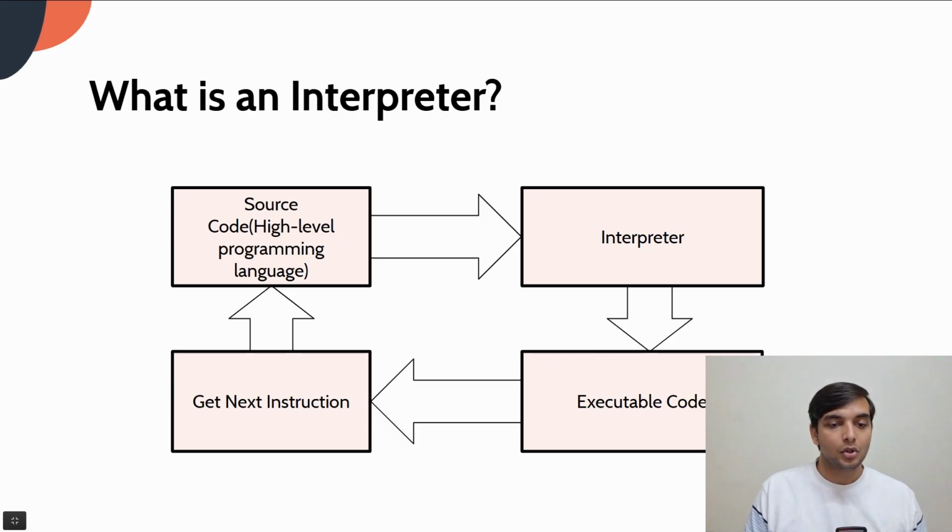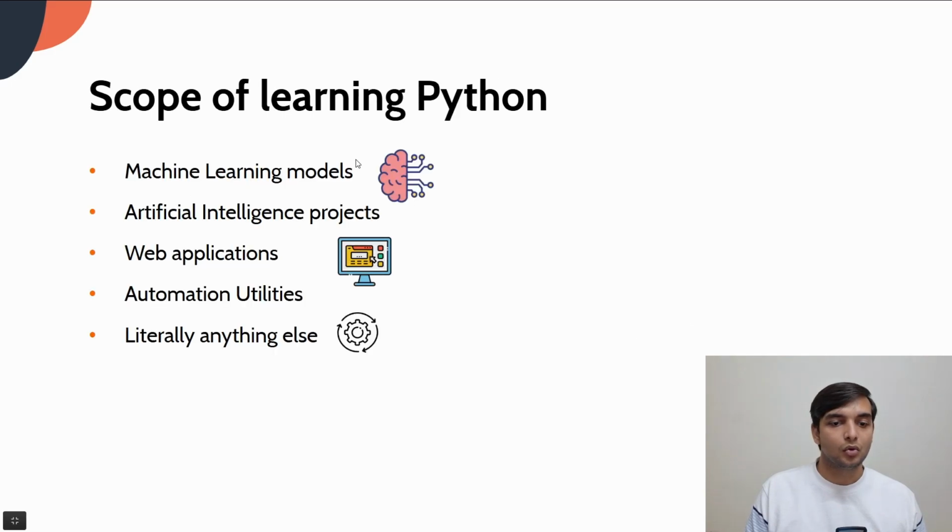So what is the scope of learning Python in today's world? Python is widely used in machine learning models, artificial intelligence projects, in making web applications, applying automation utilities, and it can be used in literally anything else.